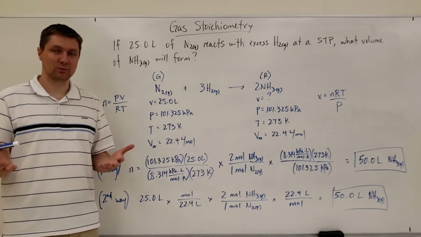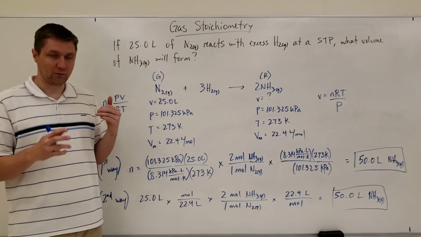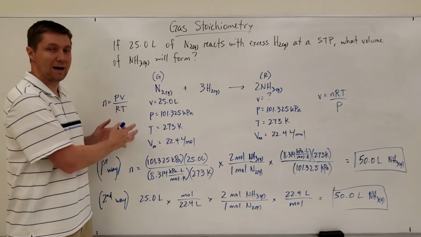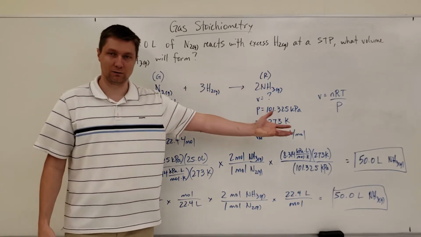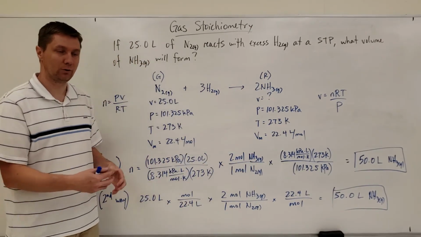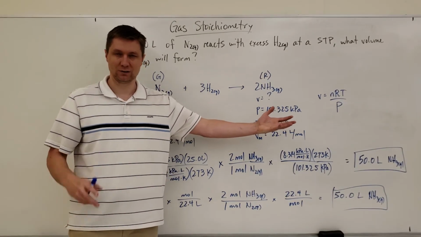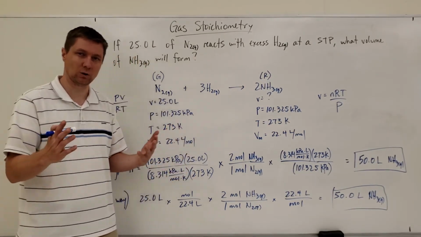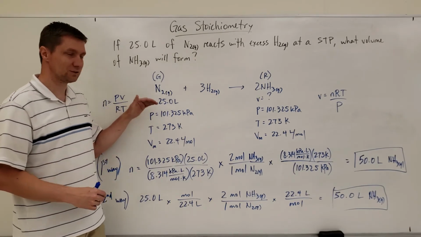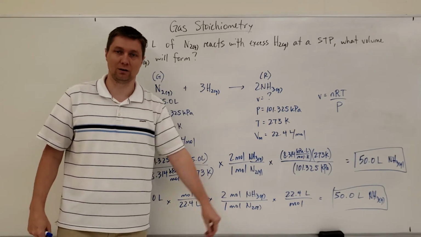But the first two examples that I went through with you guys, the first one gave us a mass for the given, and we had to calculate a volume. The second example gave us a volume, and we had to calculate the mass. So you can see how those are kind of reversed. In this one, it gives us a volume, and it's asking for us to calculate a volume.